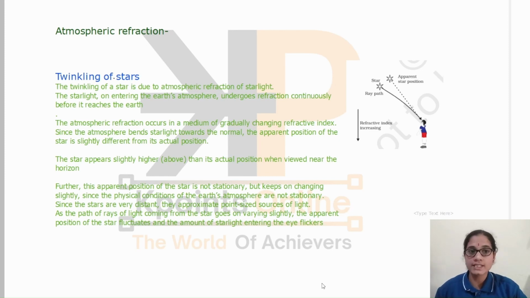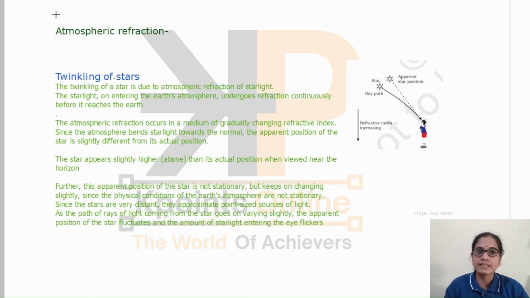Now we are going to understand atmospheric refraction. We have already studied that refraction means the bending of light when it travels from one medium to another medium. Here we are talking of atmospheric refraction. Does refraction also take place through the atmosphere?